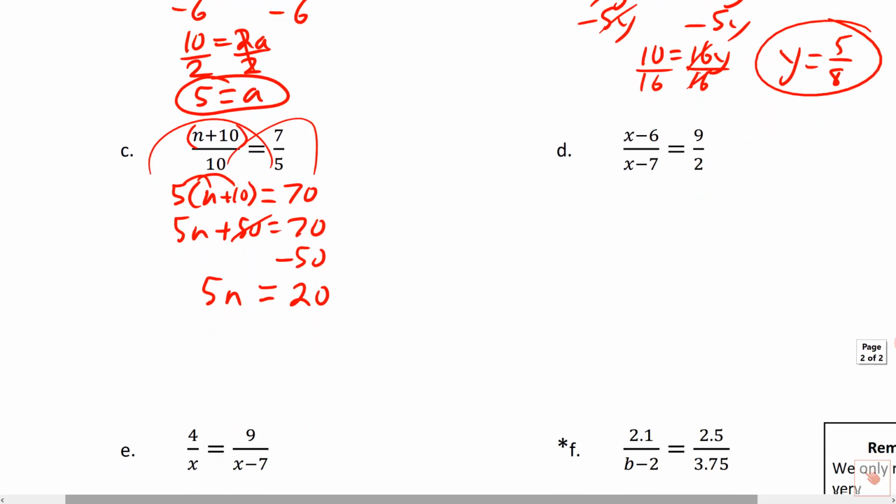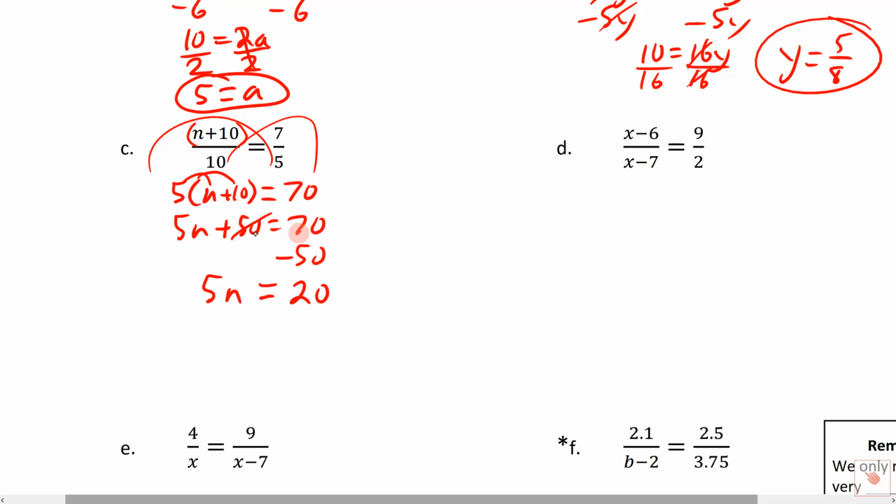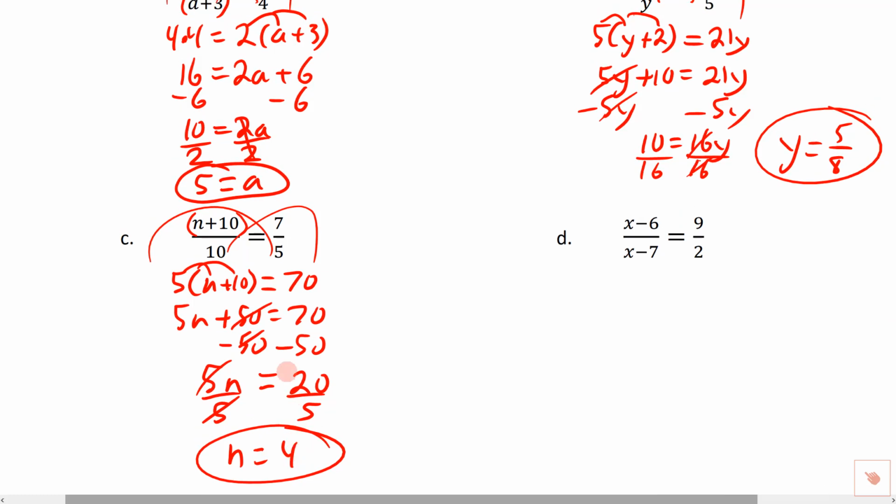And again, if I'm skipping a little bit, or you need to show more work, for example, subtract 50 from both sides and stuff, that's totally okay. You're welcome to do that. We're going to get the n by itself by dividing by 5, so we end up with n equals 4. Now, what this means is if we were to take these numbers and plug them back in, they would make the proportion true.